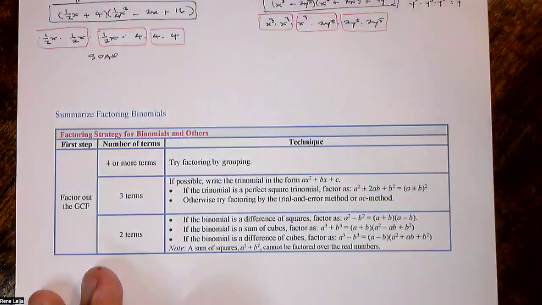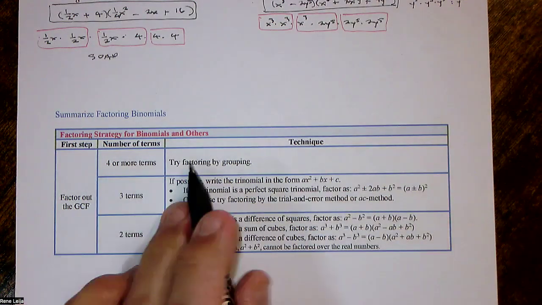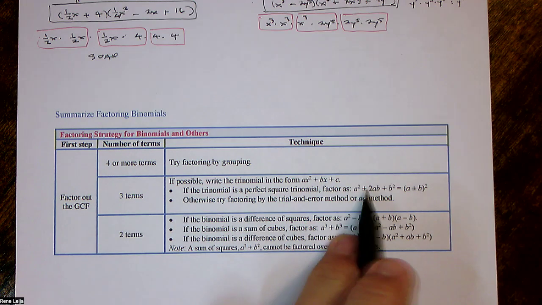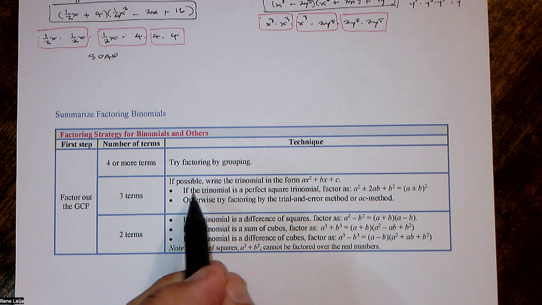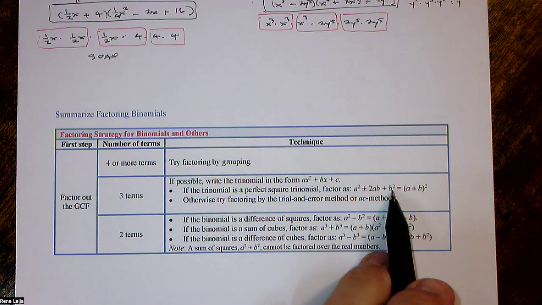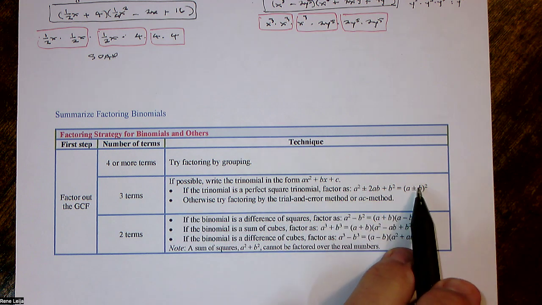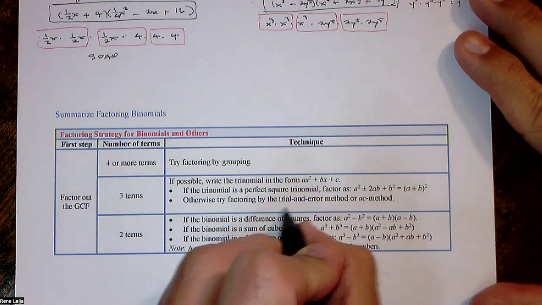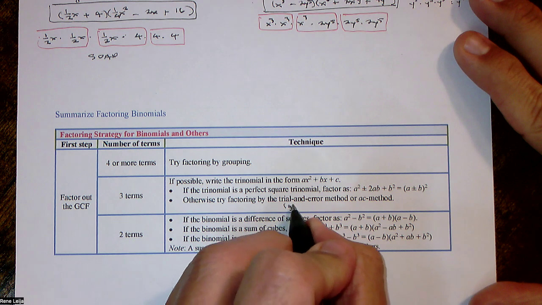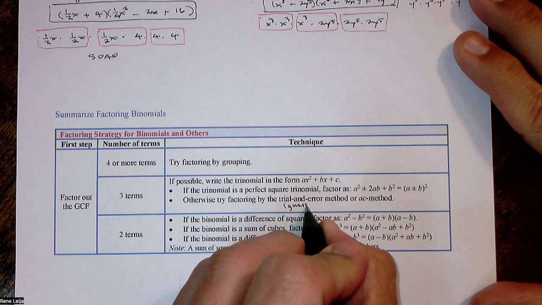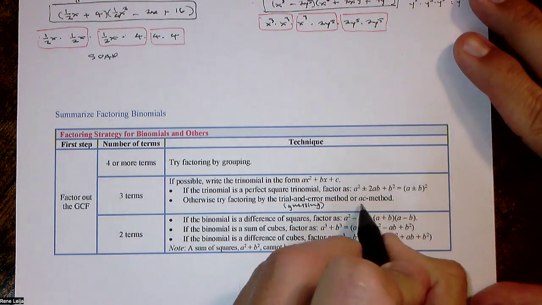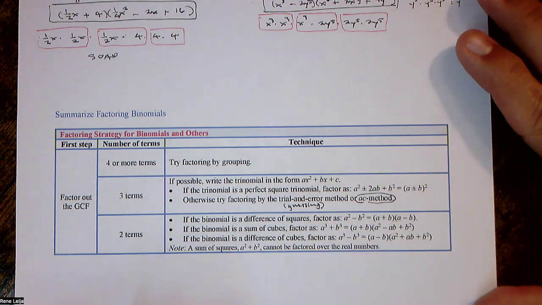That's it. All right, and then at the bottom you have your strategy. It tells you what to look for. 4 or more terms, you're going to factor by grouping. 3 terms, see if you have a perfect square trinomial. All right. Otherwise, you can guess. Trial and error means guessing. Or use the AC method. We did the AC method a lot. We did guess on some.